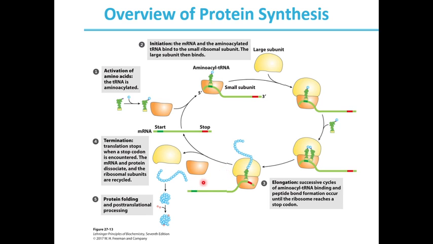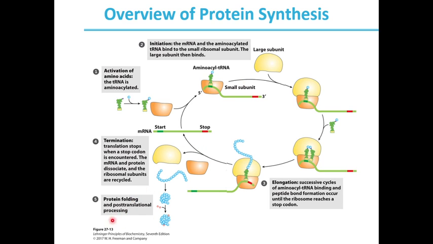Completion of the polypeptide chain is signaled by a termination codon. Remember, the mRNA has a start codon and a stop codon, as shown here. Termination is signaled by the stop codon. The new polypeptide that is formed is released from the ribosome, aided by release factors, and the ribosome is recycled for the next round of protein synthesis.